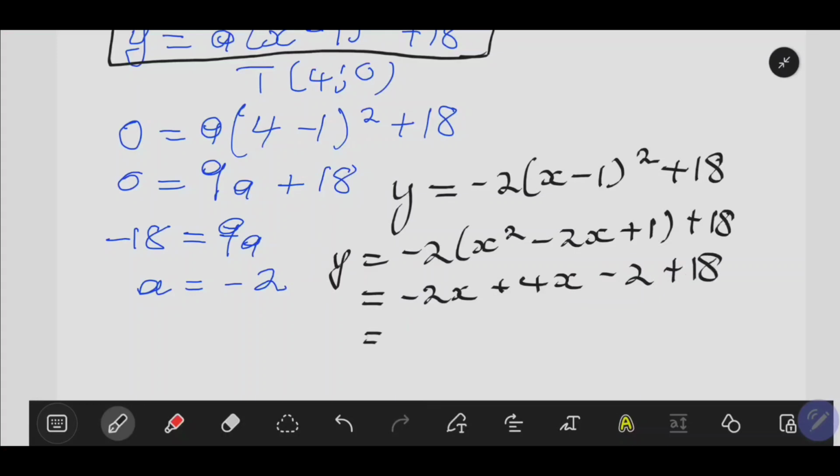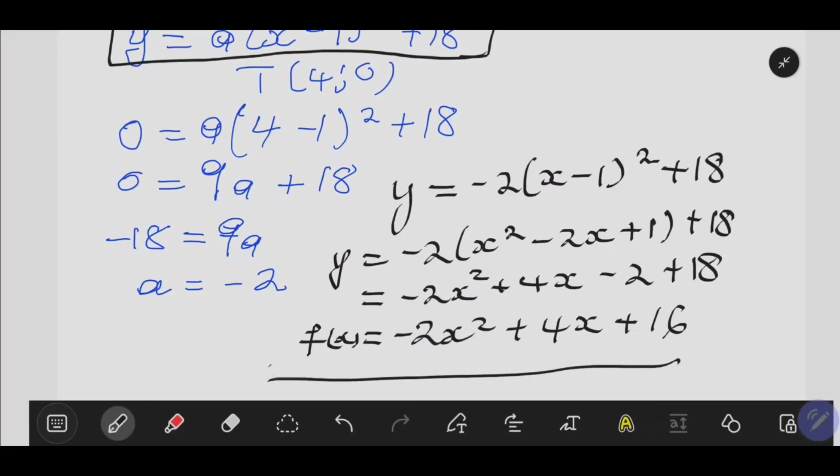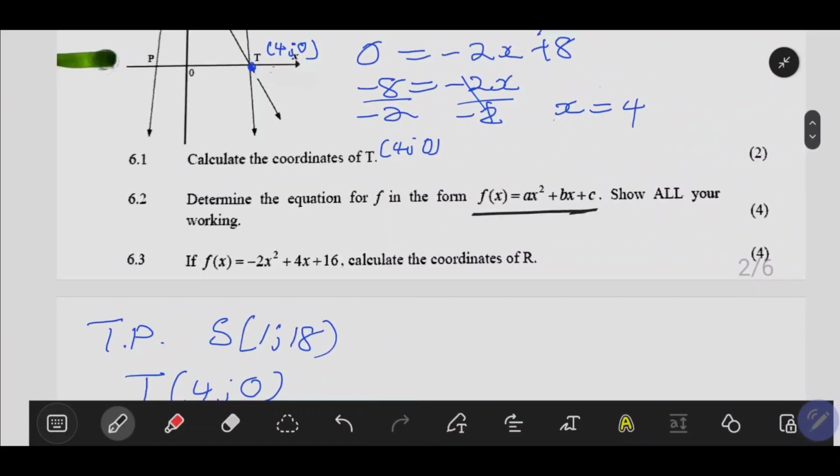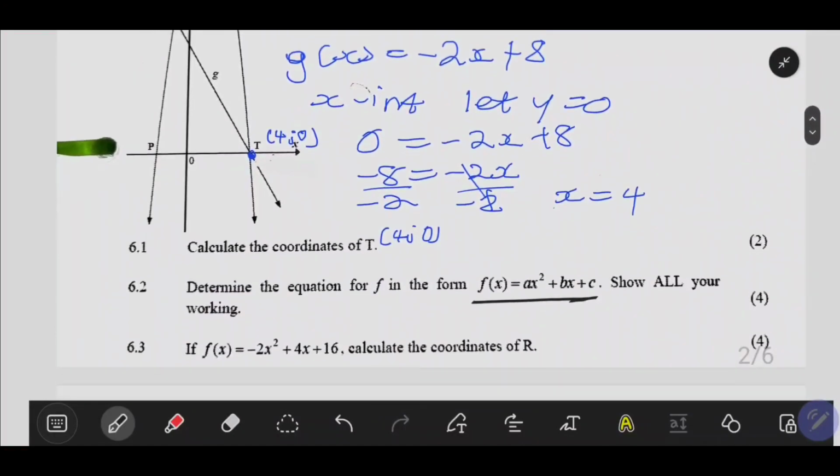Then we can add the like terms. We're going to have negative 2x squared plus 4x. Then this one will give you positive 16. So this is your f of x. So this is the equation of this function. Okay, this is how we find the equation.